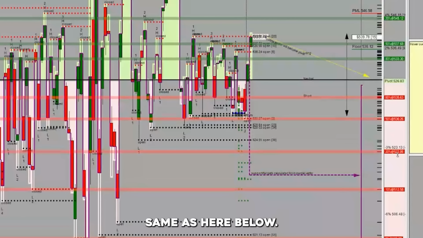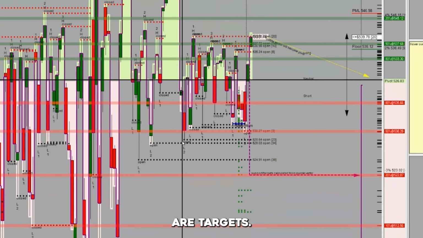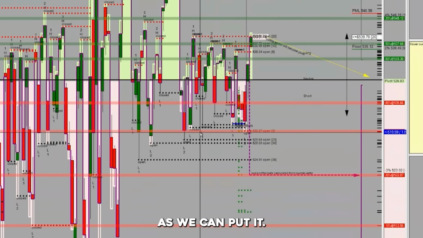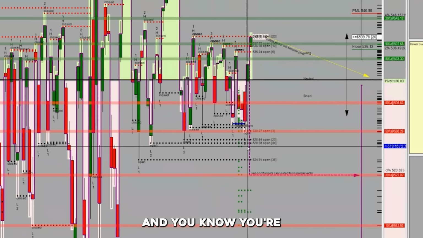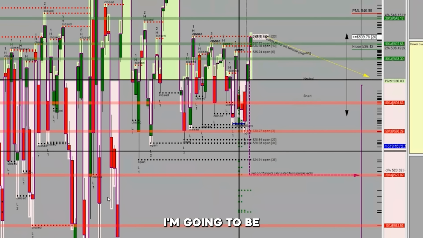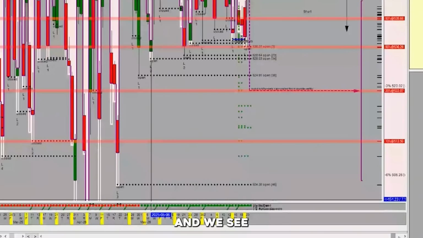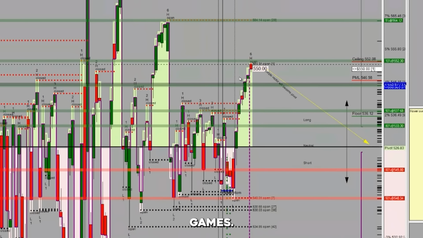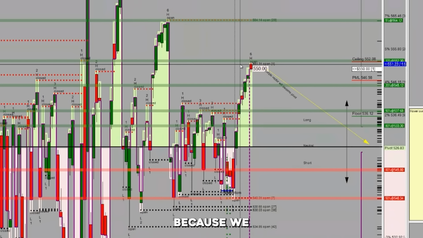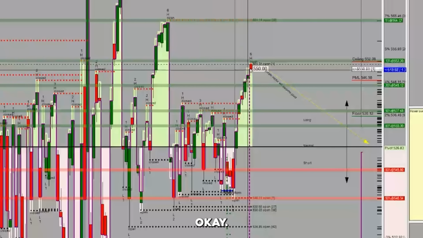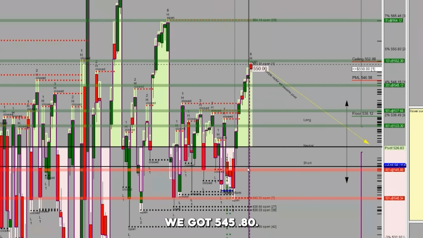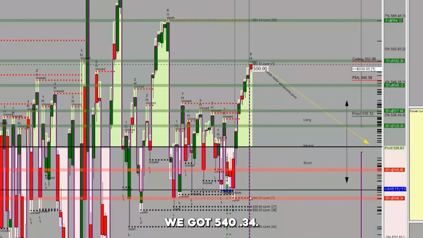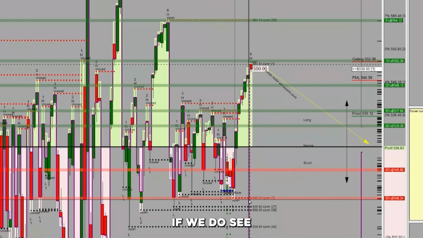Okay, same is for below. These lows are targets, as simple as that, and you can see the price for them. For example, if you're looking for shorts, I'm going to be looking for shorts soon, when we see different confluences on different time frames. We're going to be looking for shorts eventually because we have to see a transition here. For the transition, we automatically have our targets: we've got 545.80, we've got 540.34, then we've got these open states if we do see more breakdown. Does that make sense?